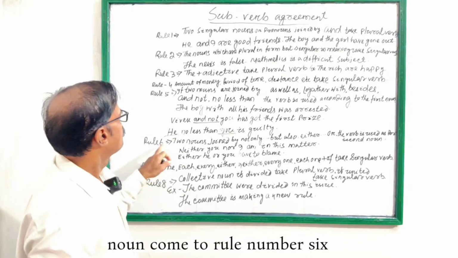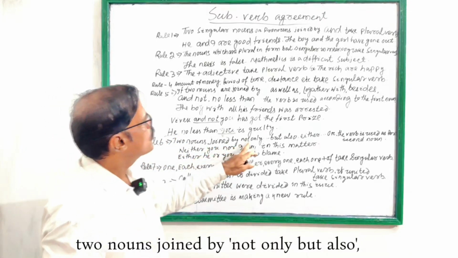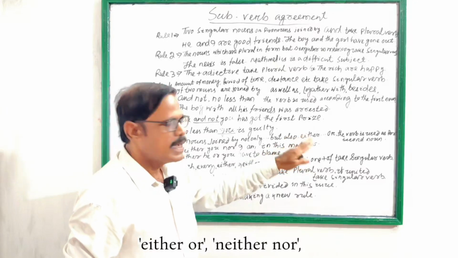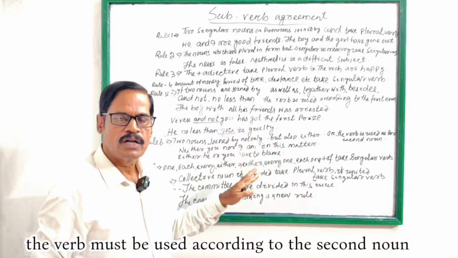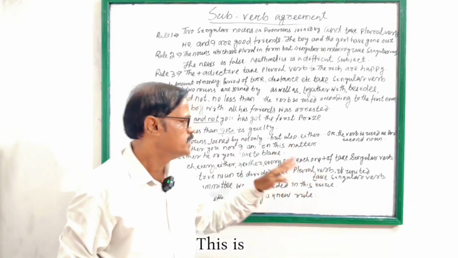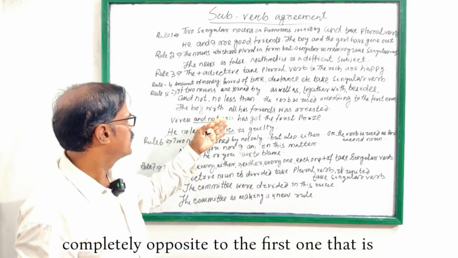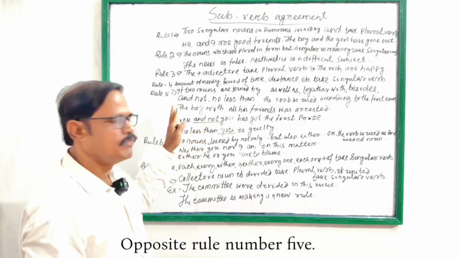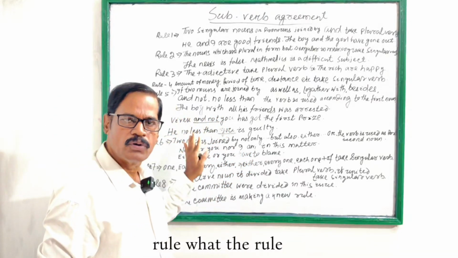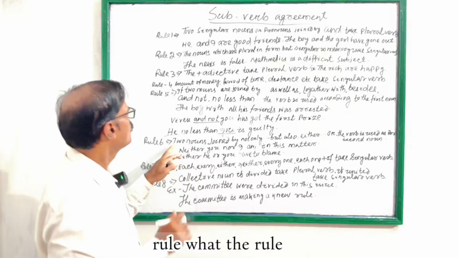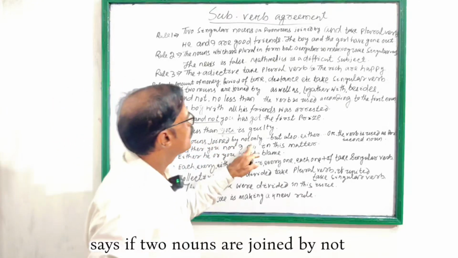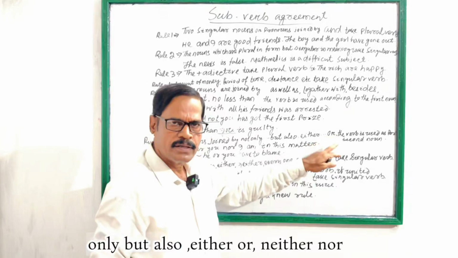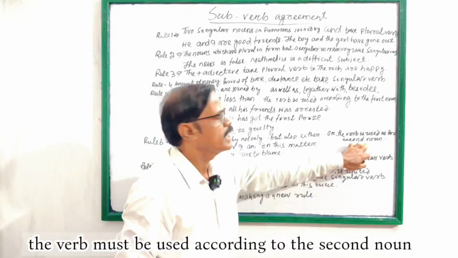Come to rule number 6. Two nouns joined by 'not only but also', 'either or', 'neither nor', the verb must be used according to the second noun. This is completely opposite to the first one, that is, opposite to rule number 5. This is a contrary rule. What the rule says: if two nouns are joined by 'not only but also', 'either or', 'neither nor', the verb must be used according to the second noun.